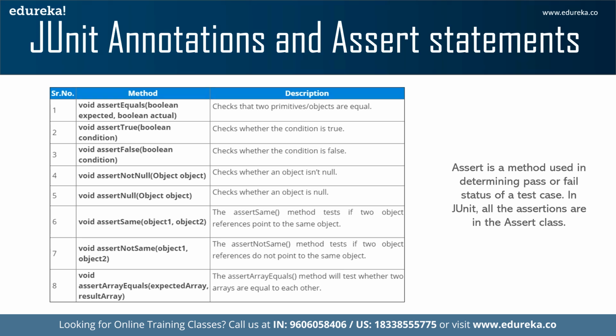The first method is void assert equals, which is of the form boolean expected and boolean actual. So this basically checks if the two primitives or objects are equal. Okay. Next we have void assert true, which takes in the condition boolean true or false. So this basically checks whether the condition is true. Next we have assert false, which also takes in the boolean condition and it checks whether the condition is false.